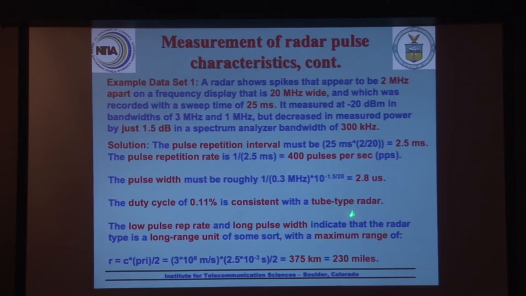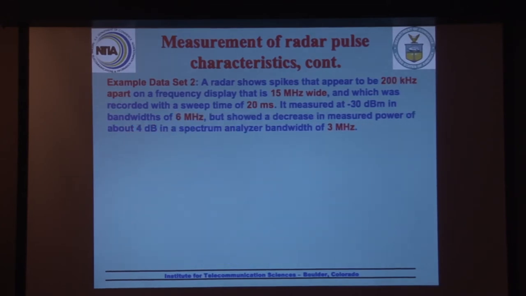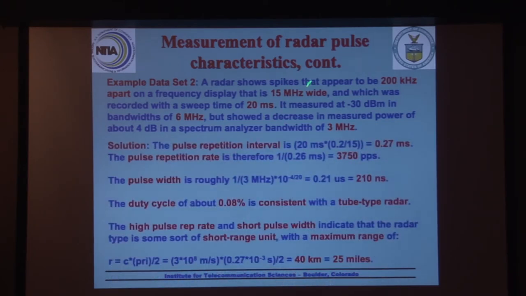Ha! It's a tube-type radar, with a 230 nautical mile range, pulse width of 2.8 microseconds, and a pulse repetition rate of 400 pulses per second. We got all of that from basically one or two spectrum analyzer displays. Amazing. More worked examples, I won't belabor them here, except, again, to say that you can always stop this on the tape and you can go on the DVD and go back and look at it.